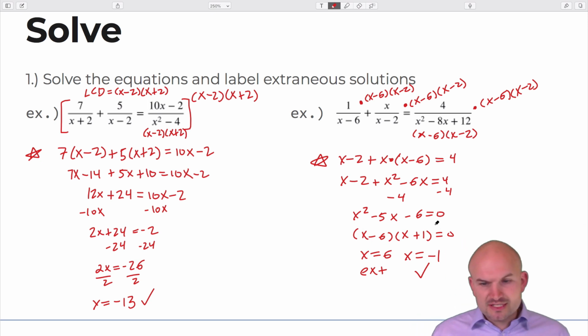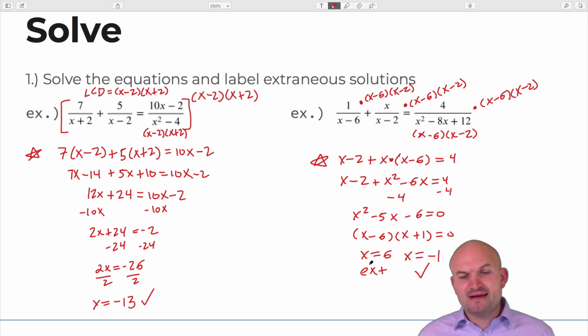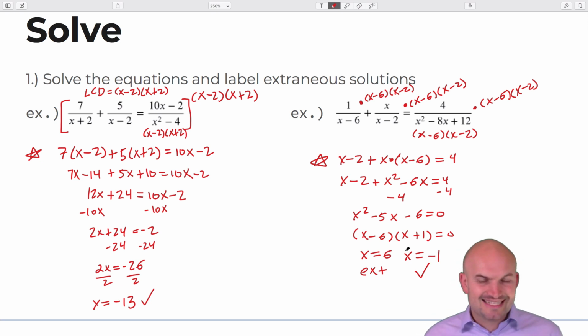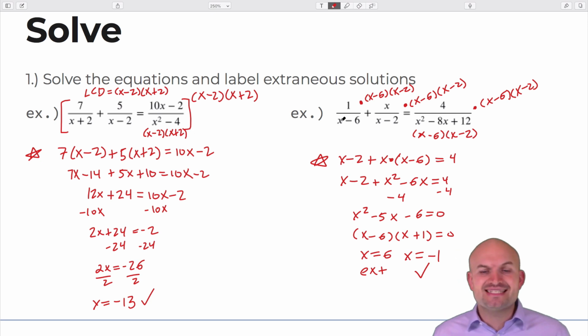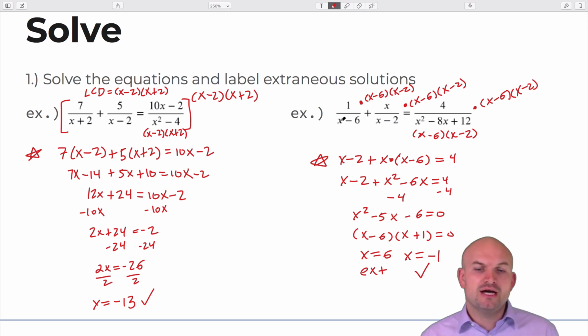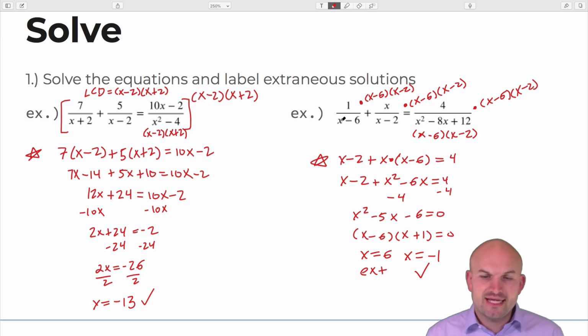But in this case, this one was factorable, and I get my 2 solutions, x equals 6 and x equals -1. However, going back to the original equation, you can see that 6 makes my original equation undefined, so therefore it is extraneous and not an actual solution to the equation.